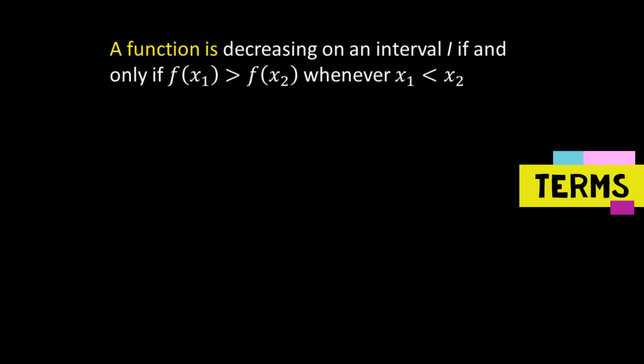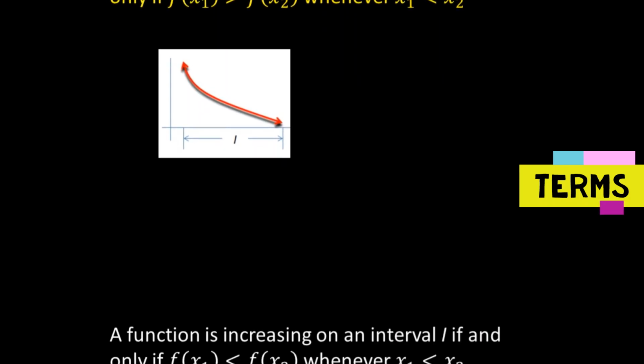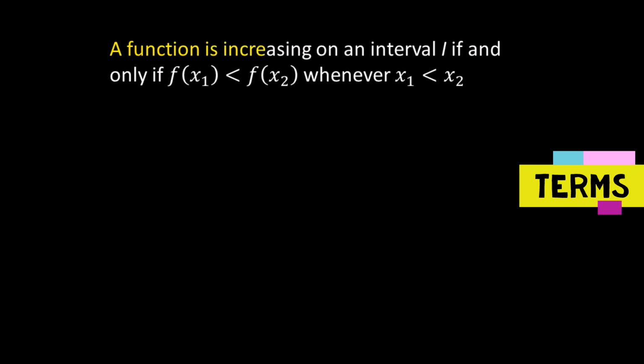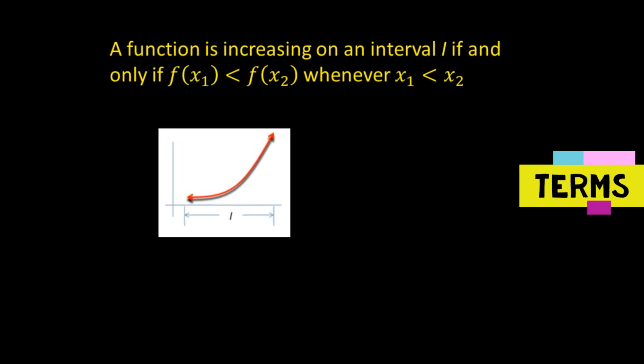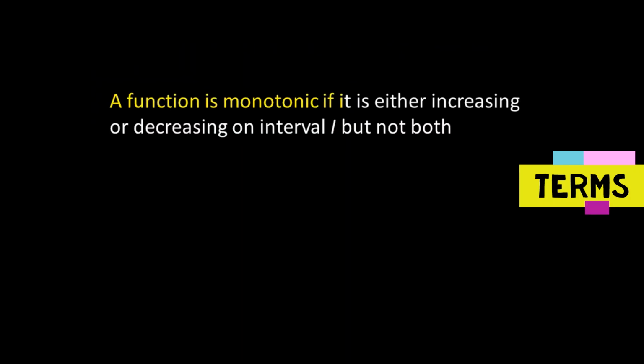A function is decreasing on an interval I if and only if f of x1 is greater than f of x2 whenever x1 is less than x2. Graphically, a function is increasing on an interval I if and only if f of x1 is less than f of x2 whenever x1 is less than x2, and graphically, this one. A function is monotonic if it is either increasing or decreasing on interval I but not both.